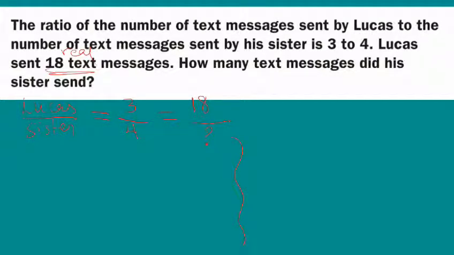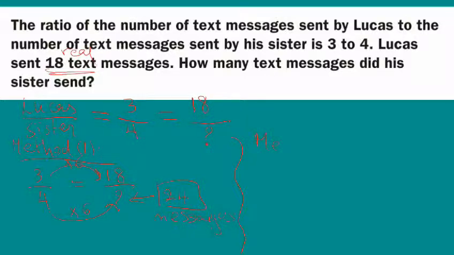So his sister, the real number she sent is unknown, and this is what I want to know. So again, I have method number 1 and method number 2, and you choose what you like. Method number 1 is 3 over 4 equal 18 over what? And I ask myself, 3 times what equal 18? I multiply 3 times 6 to get 18. So what I do up, I should do it down. So I multiply also 4 times 6, and the answer would be 24 messages for his sister. And this is the answer.